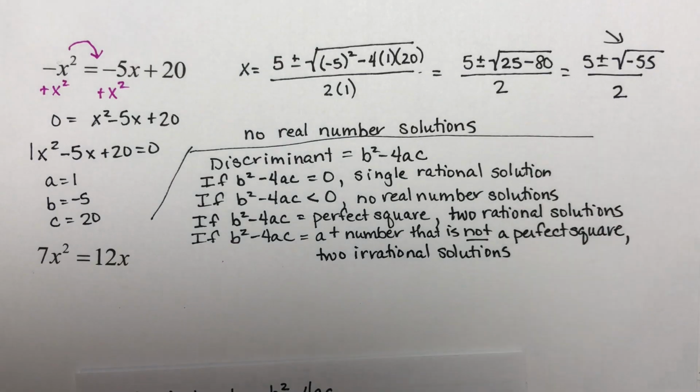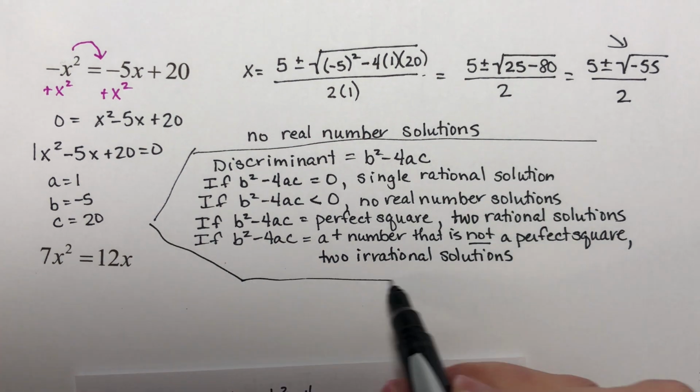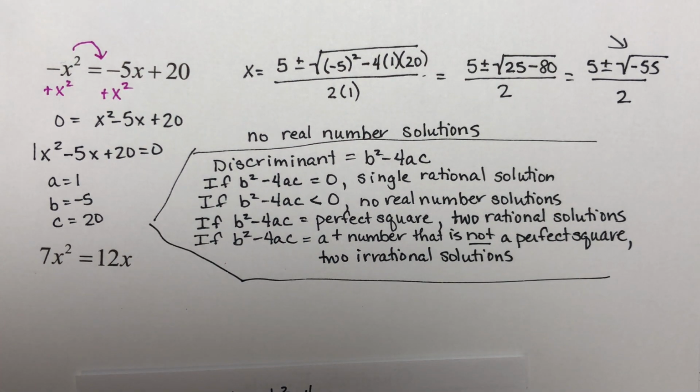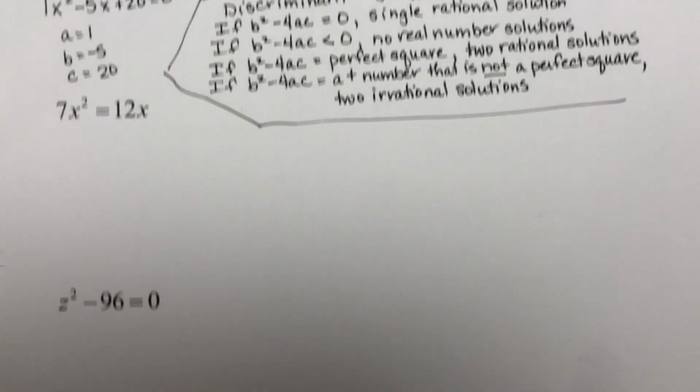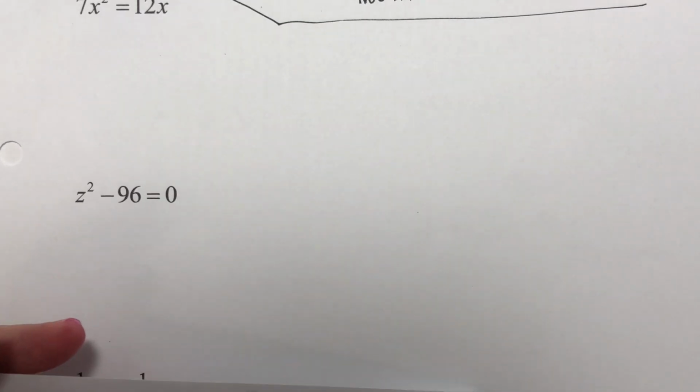So just by looking at the discriminant, we can tell what kind of answer to expect. And this doesn't take a whole lot of thought. It's just something to keep in mind. You have to figure out the discriminant to do these anyway. Okay, so let's keep going in the next video.